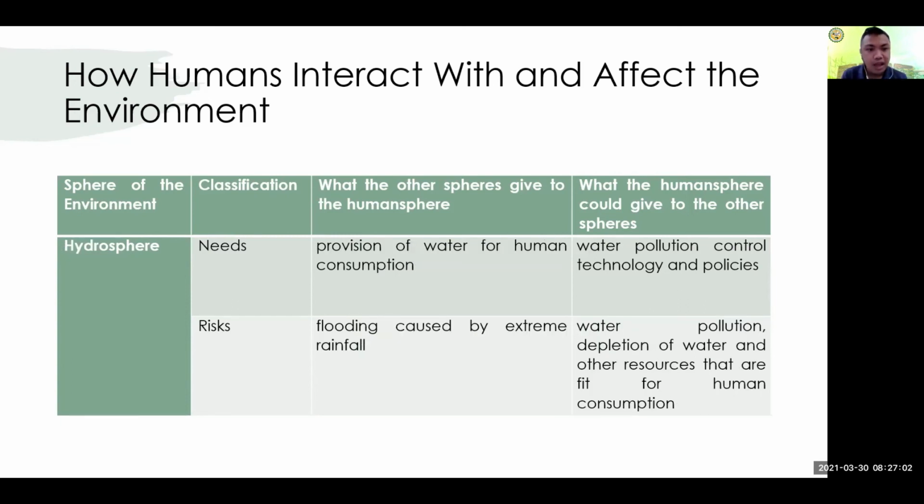This time, let's talk about the hydrosphere. Your hydrosphere provides water for human consumption. In return, human beings can develop water pollution control technology and policies to conserve the water in the hydrosphere. Now, in terms of risk, one major risk that the hydrosphere can provide is flooding due to extreme rainfall. In return, the humans can also cause water pollution, depletion of water, and other resources that are fit for human consumption, affecting actually our hydrosphere.